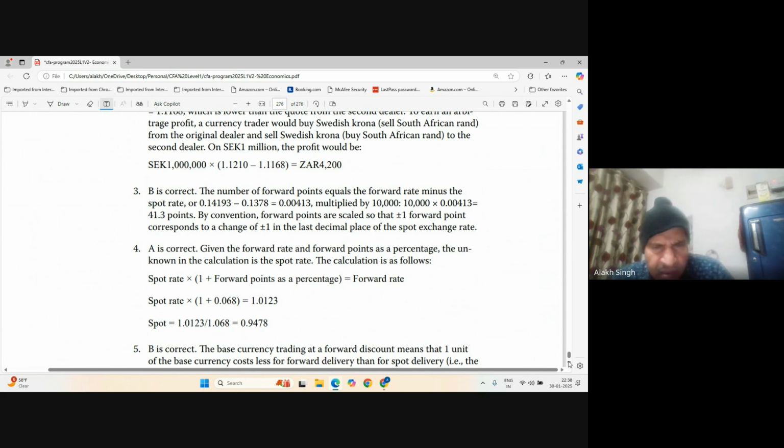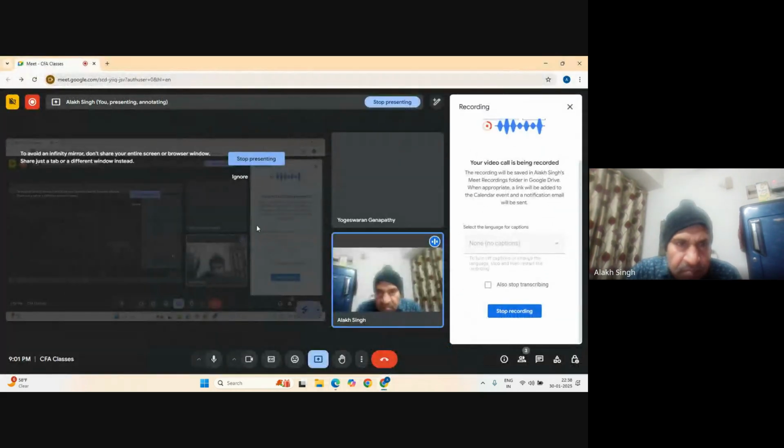Very good. Actually, it was given as the forward rate. I had thought that this 1.012 was the spot rate. That was my problem. So spot rate times 1.068 is equal to the forward rate. My mistake. Maybe I got more tired. Anyway, agree with the book. So let me first stop this. Did I stop recording?